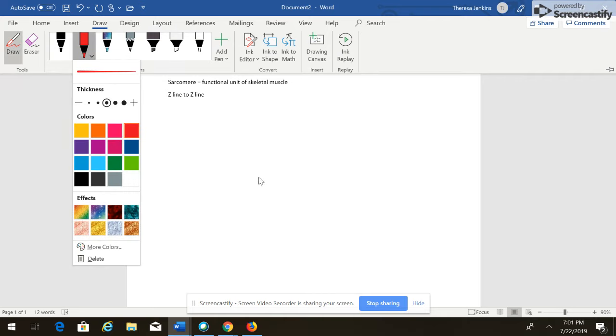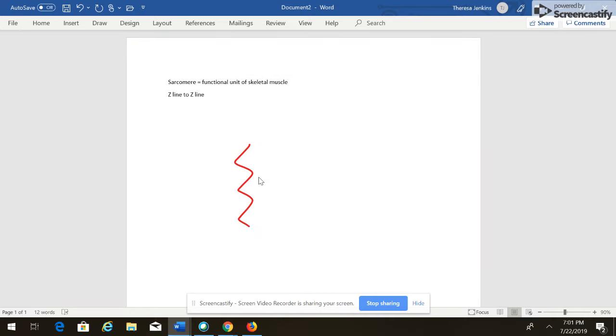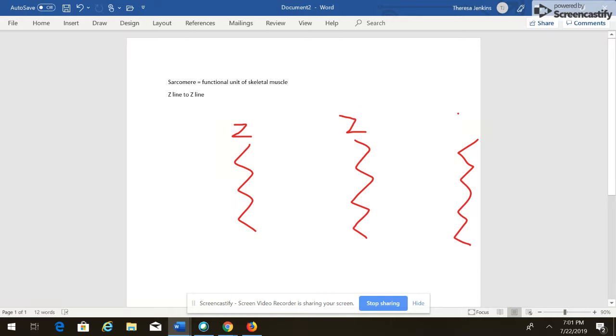So we're going to start with our Z line in red. Now I'm going to put in a Z line over here also. Well, actually, no, we'll hold off on that. Well, no, I take that back. I'm going to put in a Z line. Okay, so right here we have two functional units, but we're just going to focus on the one. So here's a Z, and here's a Z, and here's a Z.